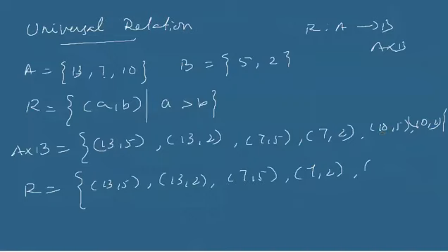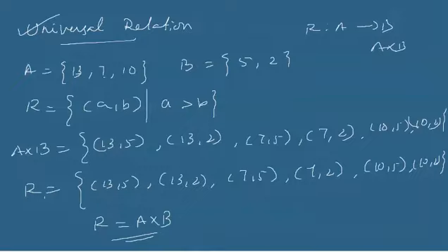Here also the first element is greater than the second element. Here also the first element is greater than the second element. Here you can see both R and A cross B are equal. In other words, a relation R from A to B is said to be a universal relation if R is equal to A cross B itself, or R contains all the elements of A cross B. That is why it is called a universal relation.